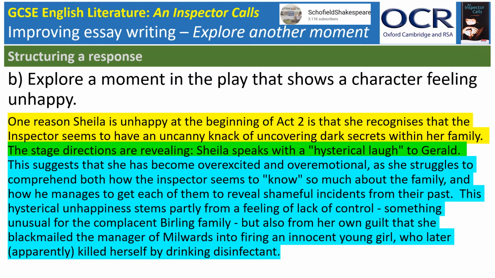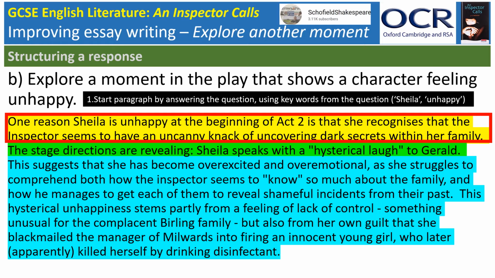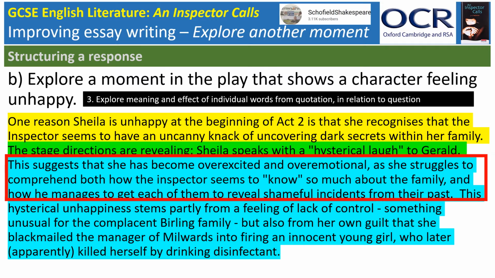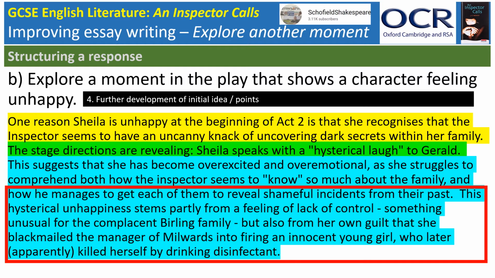So, how is this paragraph structured? Well, I start with a topic sentence which focuses sharply on the question. I continue by backing up the point with a short, relevant, precise, embedded quotation. Next comes the exploration, the delving into language, seen here in the explanation about the adjective "hysterical". And finally, I have the development of my initial idea, in which I show a more detailed understanding of the question and text.